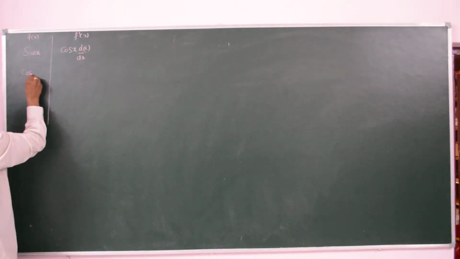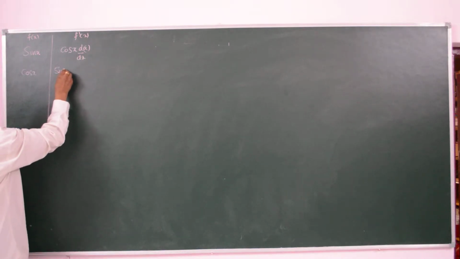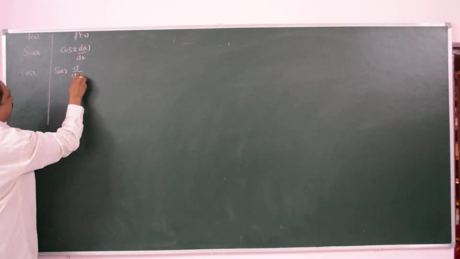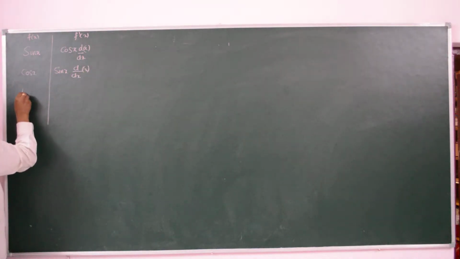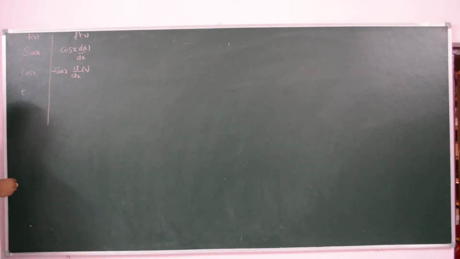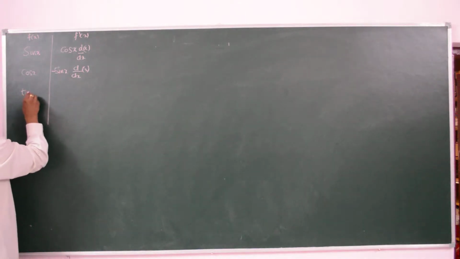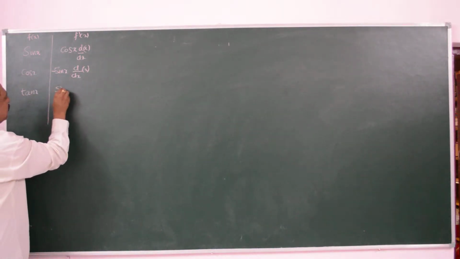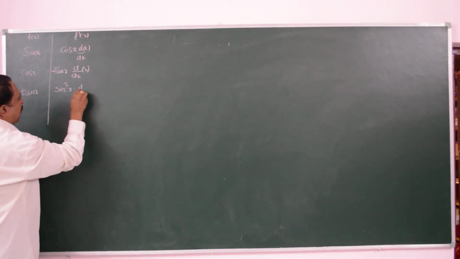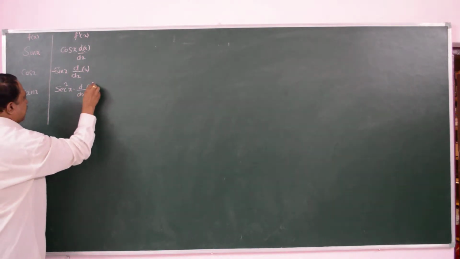Then for cos x, it is minus sin x into d by dx of x. If y is equal to tan x, then it is secant square x along with d by dx of x.